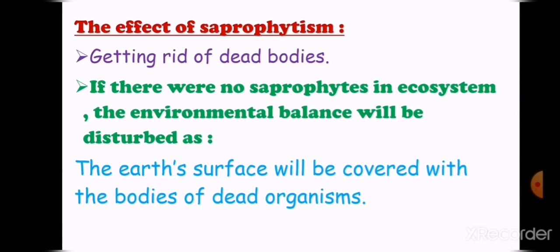What is the environmental balance? It's the balance between the components of the ecosystem.